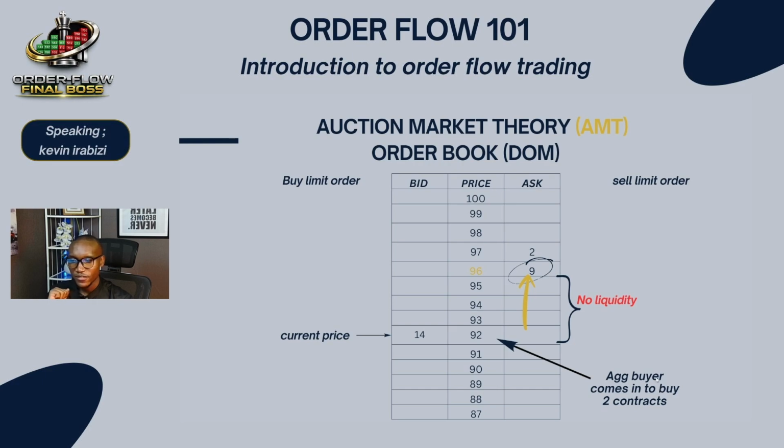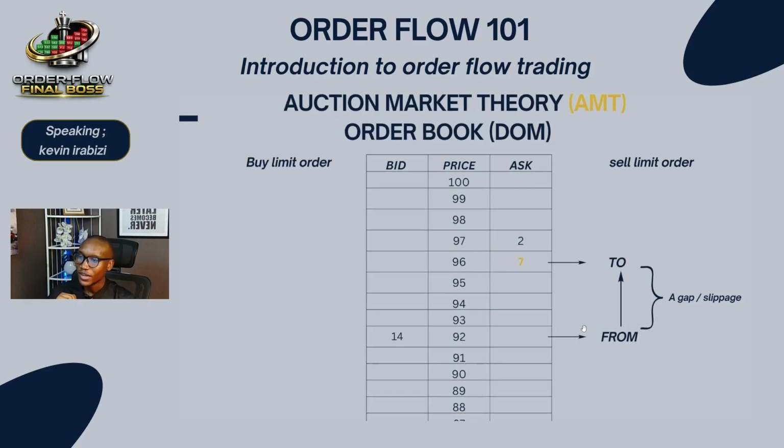So we have aggressive buyers, one aggressive buyer coming in to buy two contracts, and he places his order at price level 92. He finds that there's no liquidity to fill in, so price jumps from level 92 to level 96. There is no liquidity here. When price goes from level 92 to level 96, he fills in the two orders, that is the 9 contracts that we had here, and the aggressive buyer buys 2 contracts from the 9, then we remain with 7 contracts.